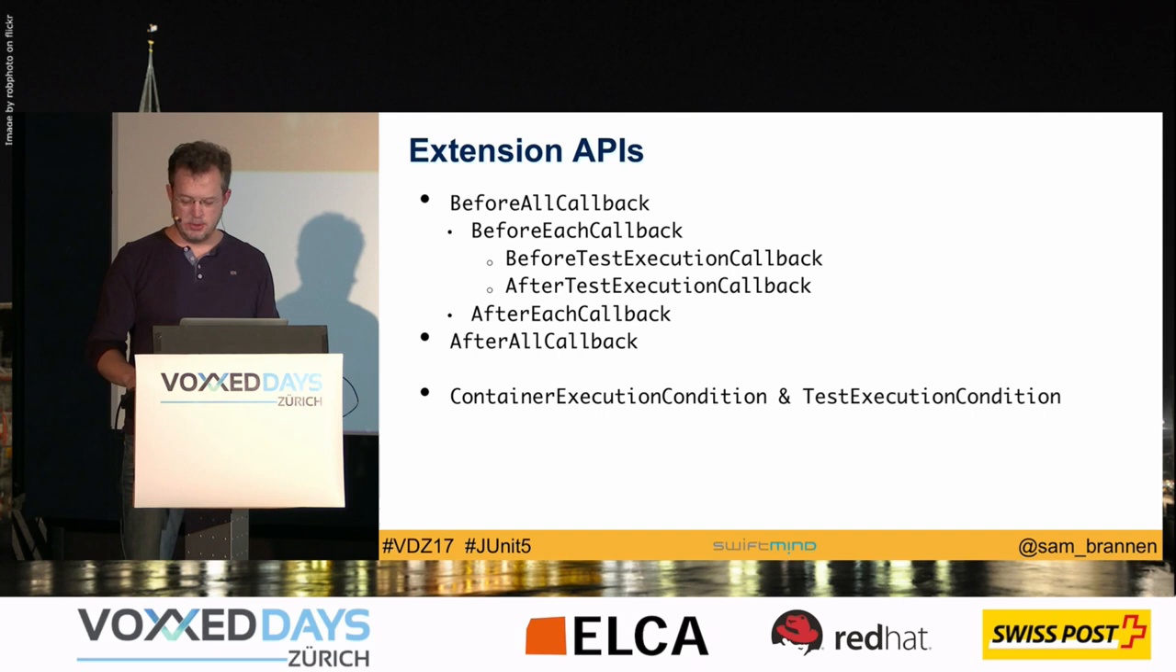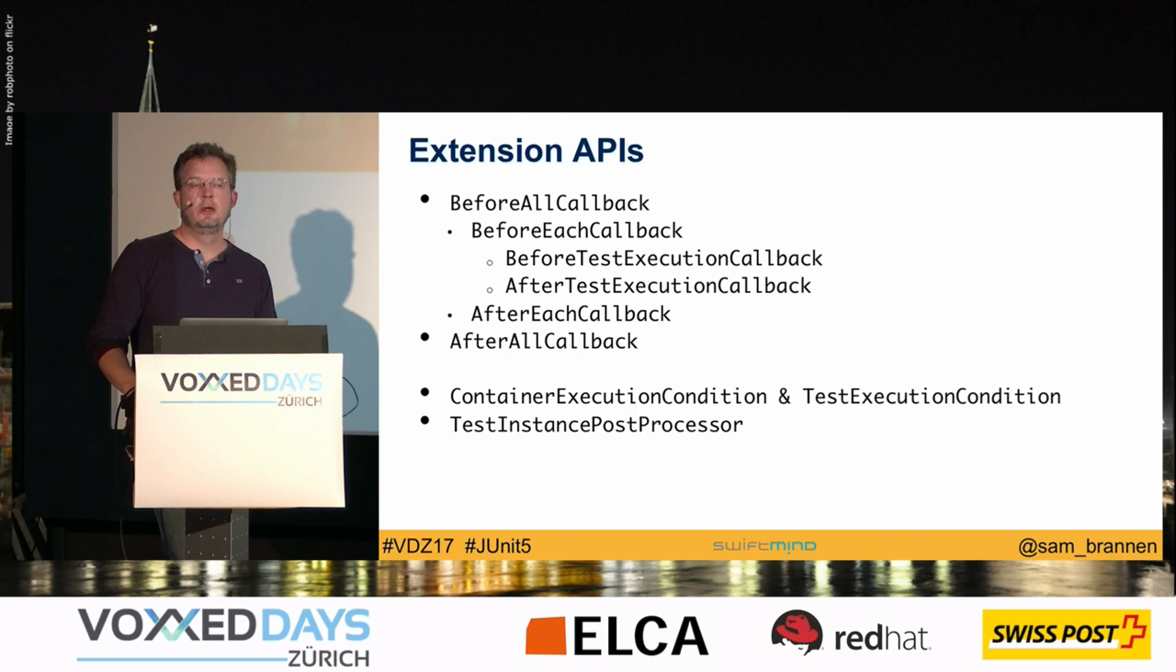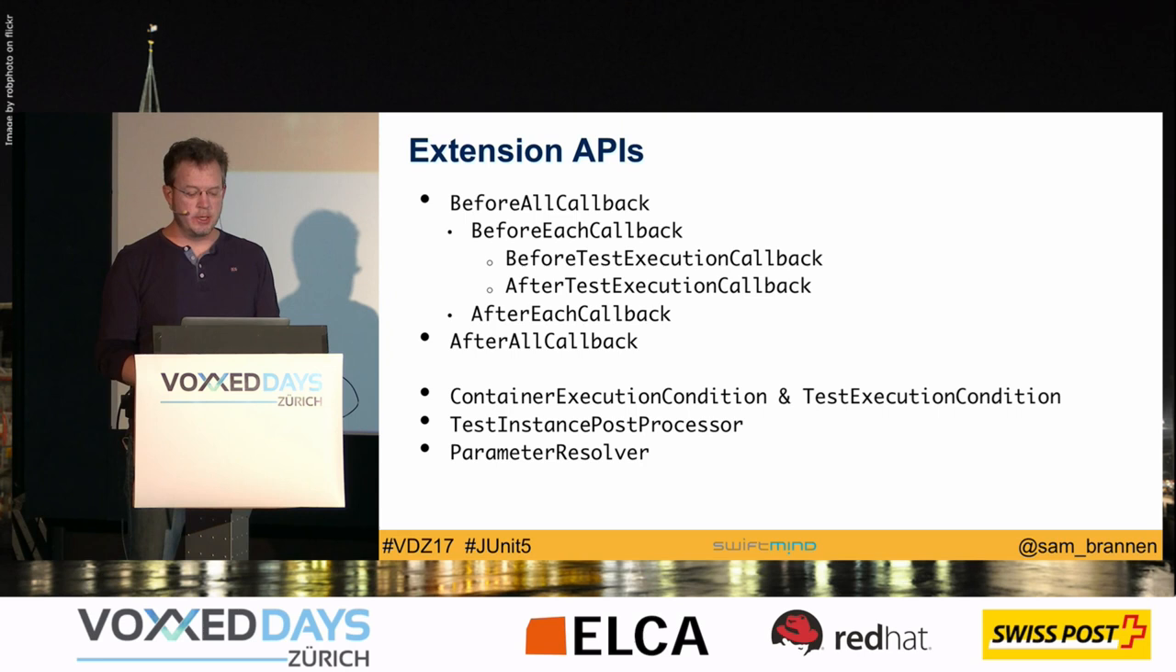For these instance level things, again, something like the Mockito extension or the Spring extension uses to perform dependency injection, you can do that with the test instance post-processor. And we have another feature for parameter resolvers. So in JUnit 4, you couldn't have any parameters in your test methods, but with JUnit Jupiter, you can have parameters in your test methods. You can even have parameters in your constructor. And third-party APIs can hook into that, and they can provide the values that are injected into your methods, and we'll see that in action later on.